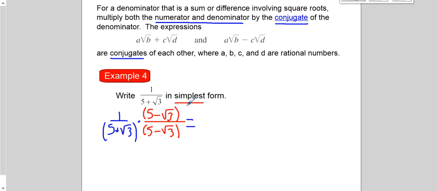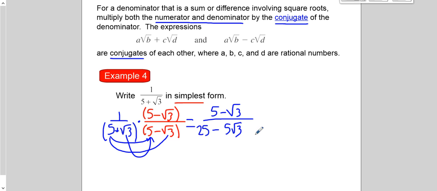All right, here we go. On the top, 5 minus rad 3. That was easy. Just had to multiply by 1. Now in the denominator, we have 4 multiplications to do. Here we go. Multiply. Multiply. Now multiply by rad 3. One more multiplication. Positive rad 3 times negative rad 3.